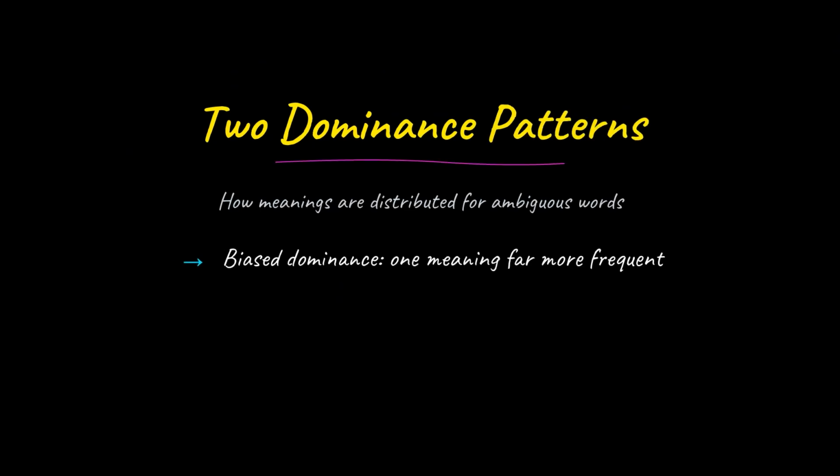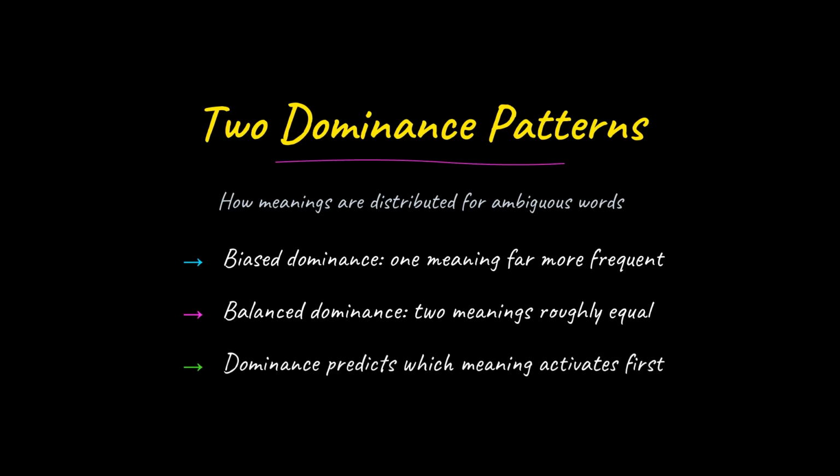When a single word carries more than one meaning, psycholinguists ask, which meaning does the brain choose first, and why? The answer depends on a property called dominance, how evenly the meanings of an ambiguous word are distributed in everyday language use. A biased ambiguous word like bank has one overwhelmingly common meaning, the financial institution, and a much rarer one. A balanced ambiguous word like ball has two meanings, a sphere and a formal dance, that compete on roughly equal footing.